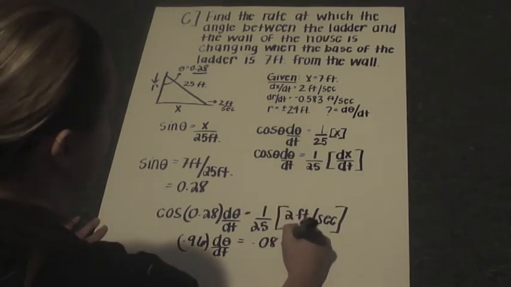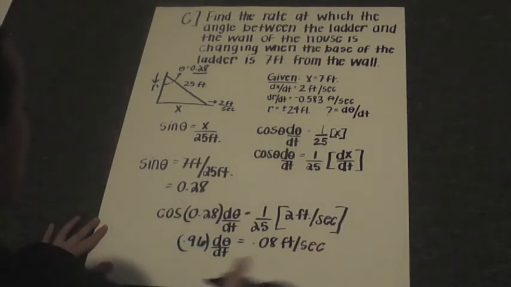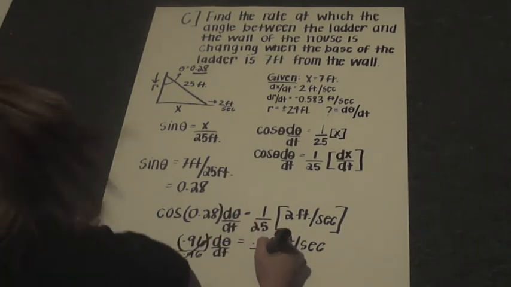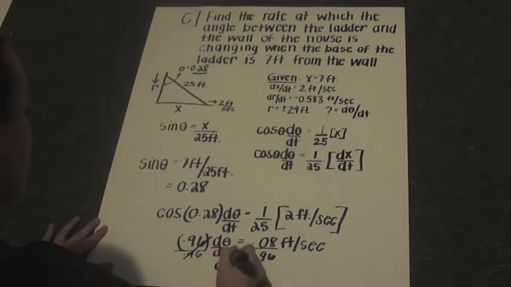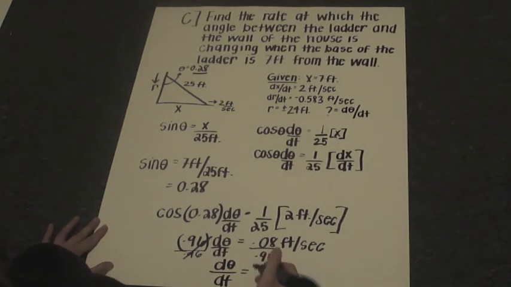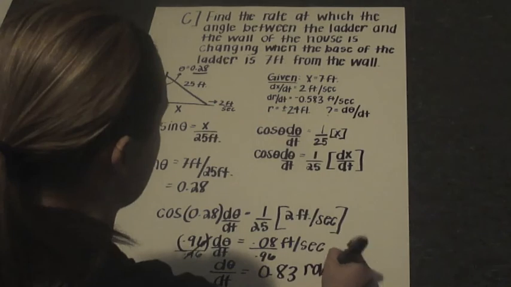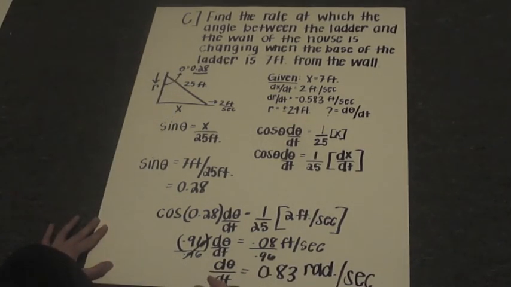0.08 feet per second, because all you're going to do is distribute that to the 2. And then you're going to divide by 0.96 on both sides in order to get d theta/dt by itself. And we get that our final answer is 0.83 radians per second. And that 0.83 is the rate at which the angle between the ladder and the wall of the house is changing when the base of the ladder is 7 feet from the wall.